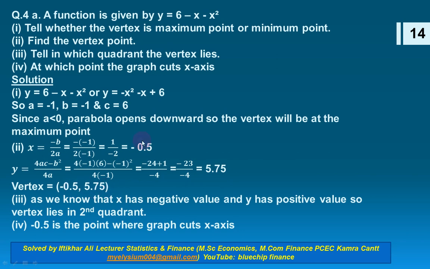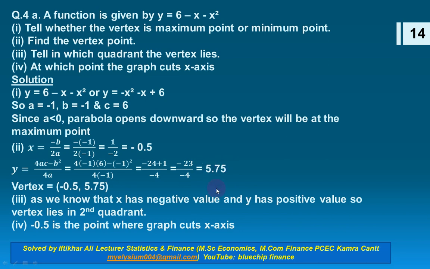Number 3 is to tell in which quadrant the vertex lies. As you are seeing here, x is minus 0.5 and y is 5.75.